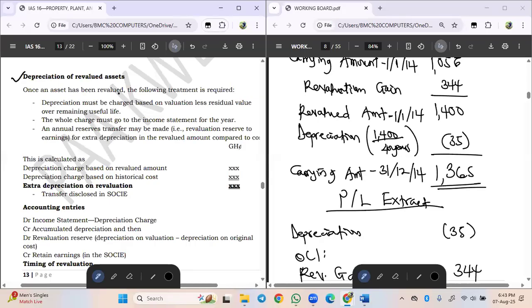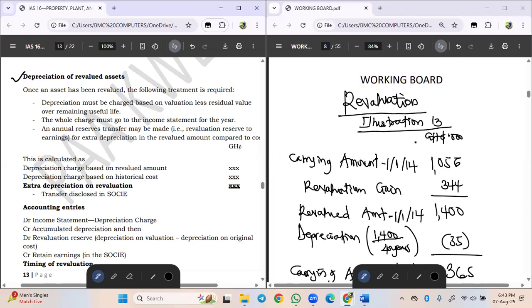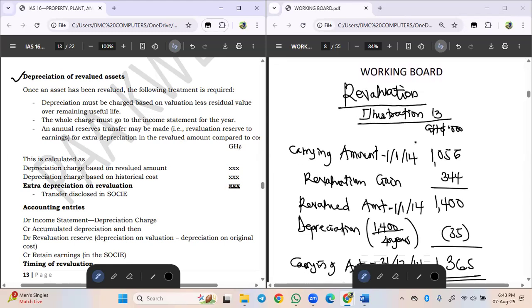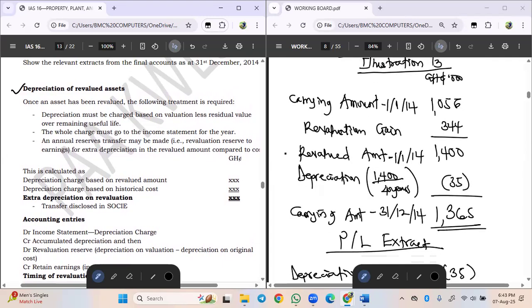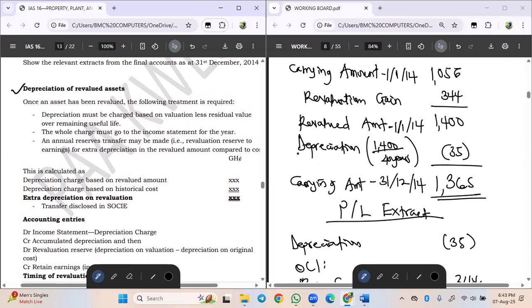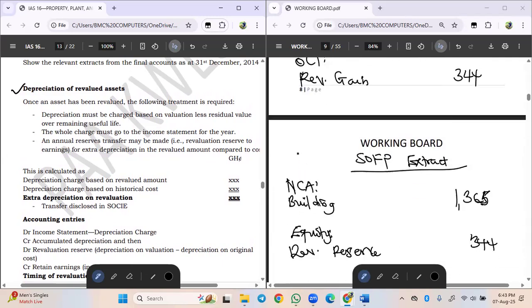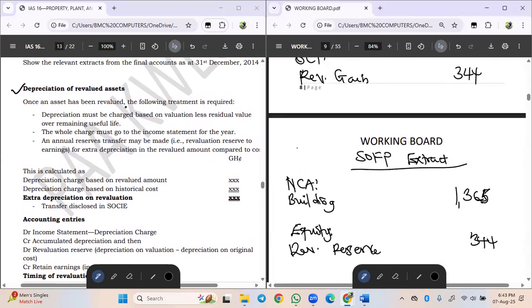So we will talk about depreciation of revalued assets. Good evening once again. Last week we ended at illustration 13, so today we will continue with depreciation of revalued assets. So we are saying once an asset has been revalued, the following treatment is required. The other day we did revaluation, and I think this shouldn't be a new thing to us. All right. So we said once an asset has been revalued, the following treatment is required.